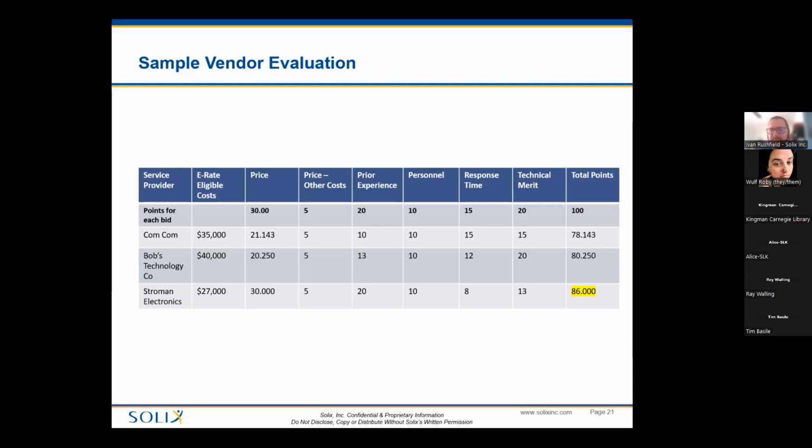It is a little more than half the price of the highest vendor. 40K versus 27K for the same stuff, 27K is a great bargain. And Stroman probably had to keep their prices somewhat low in order to compete with companies like ComCom and Bob's. But you can see their technical merit's a bit low. Their response time is not great.